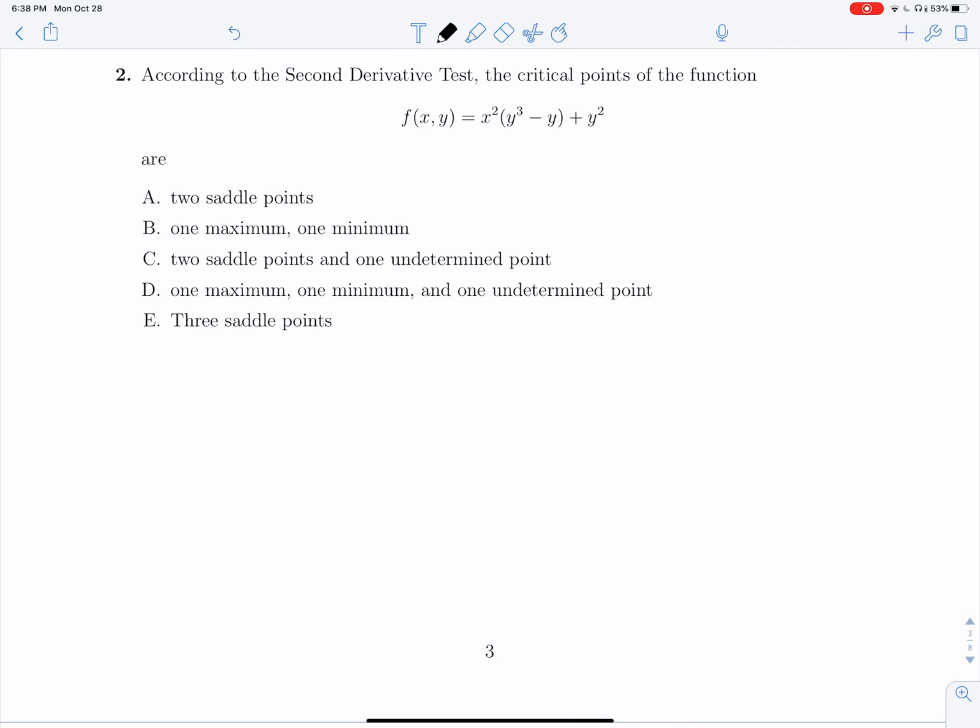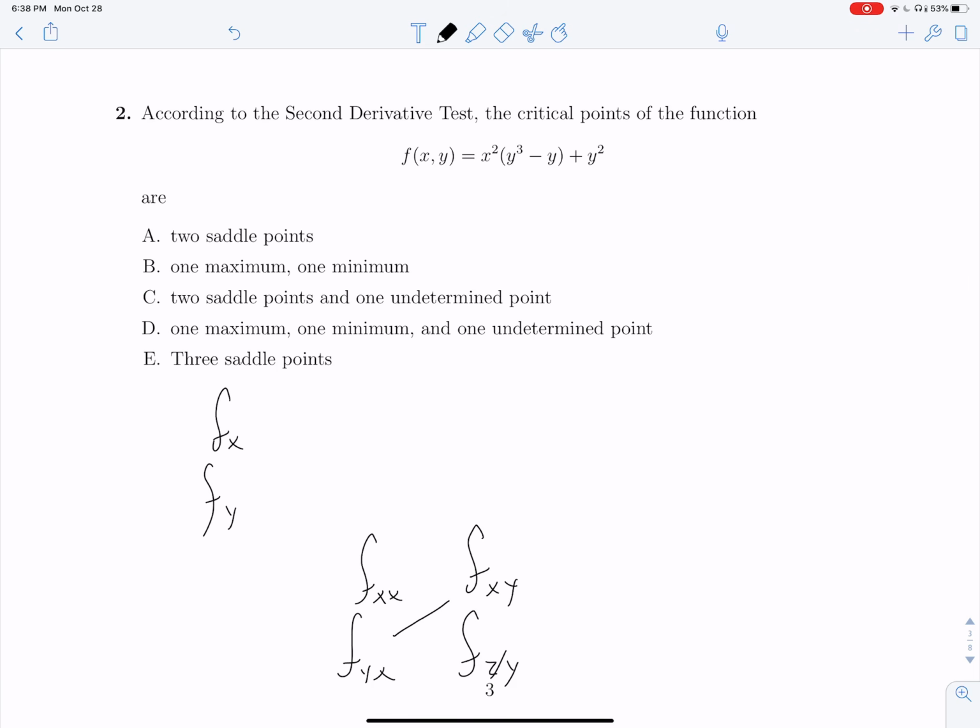Okay, according to the second derivative test, the critical points of this function are blah, blah, blah. Again, not exam 1 material in any way, but we can do it. We know that for the second derivative test, we need an fx and an fy, and then we need a matrix composed of fxx, fxy, fyx, and fyy, and that these guys should be equal. Okay, so our fx is going to be 2xy cubed minus y, and our fy is going to be 3x squared y squared minus x squared plus 2y.